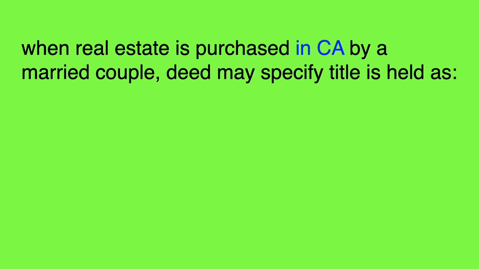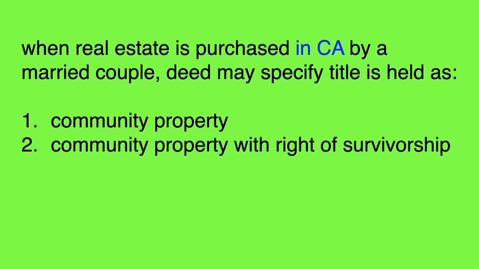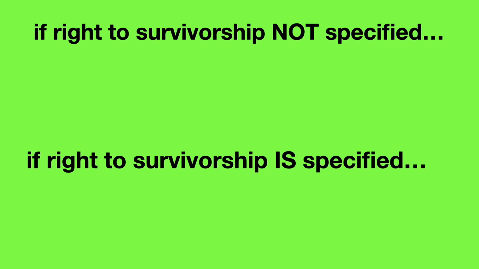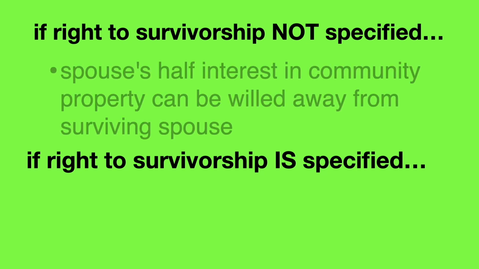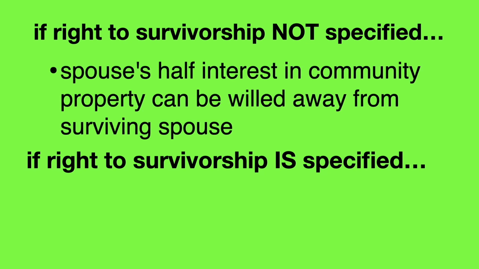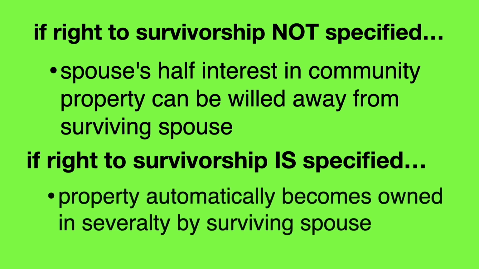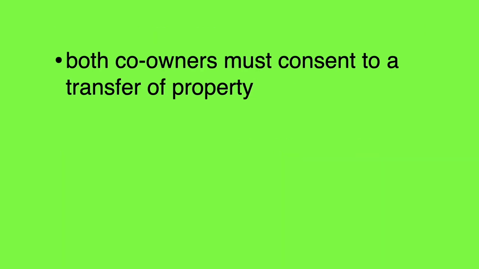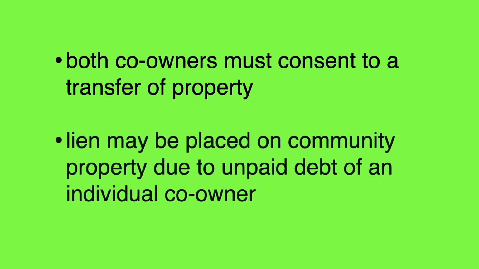When real estate is purchased in California by a married couple or domestic partners, the deed may specify that the title is held as community property or as community property with the right of survivorship. If the right of survivorship isn't specified, a spouse or partner's half interest in the community property can be willed away from the surviving spouse or partner. When the right to survivorship is specified, the property automatically becomes owned in severalty by the surviving spouse. Both co-owners must consent to a transfer of the property. A lien may be placed on the community property due to unpaid debt of an individual co-owner.